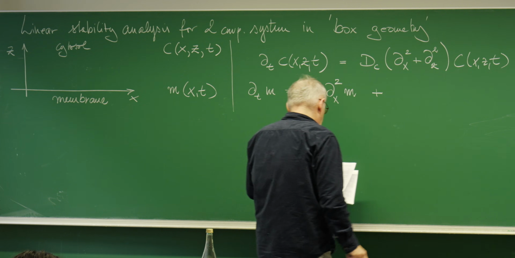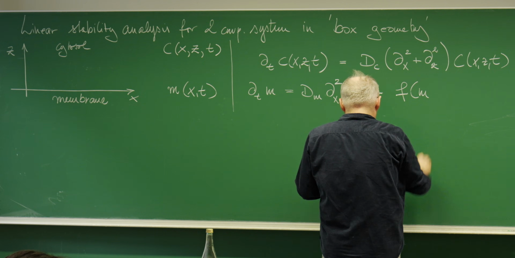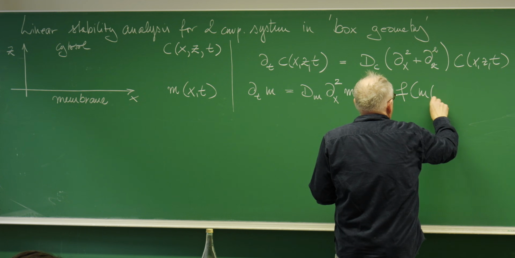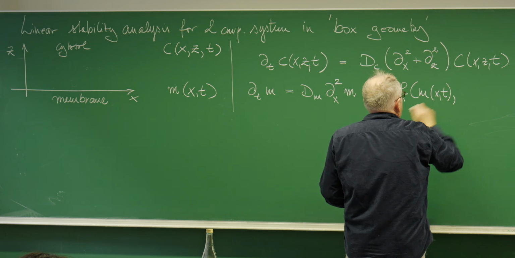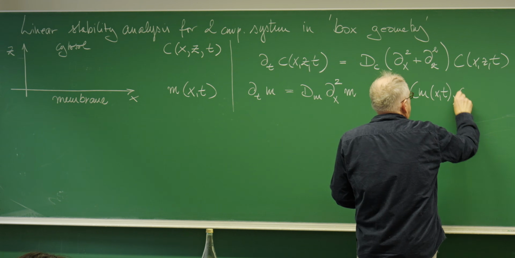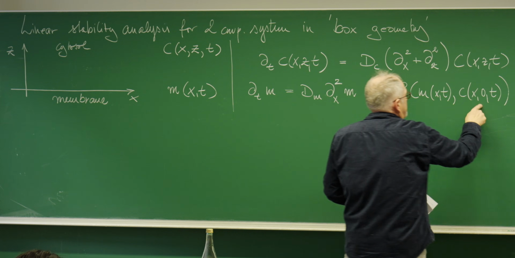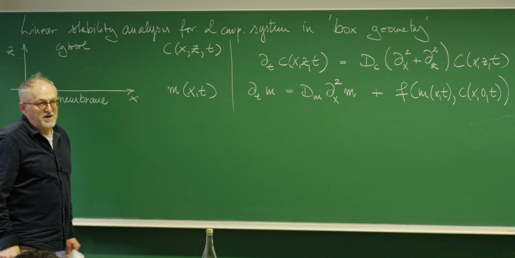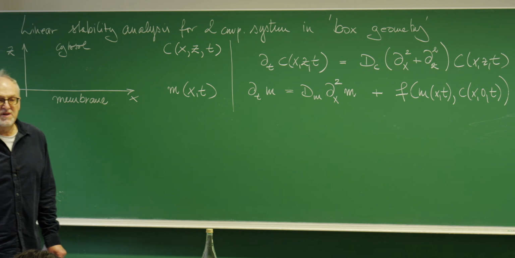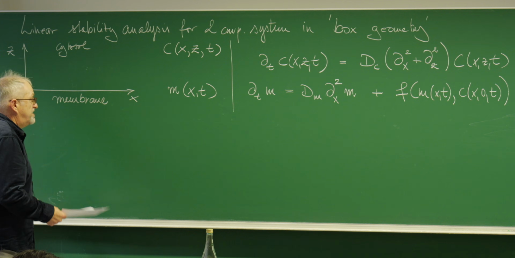And then, as usual, we do have a reaction term, which depends on the membrane concentration in full. And now I write it out because here there is a particular feature. What enters here in the reaction term is the concentration of the cytosolic component right at the membrane, so at z equal to 0.